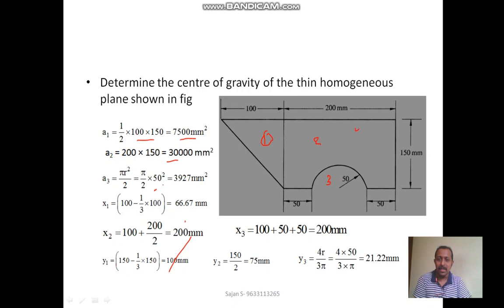pi r square by 2, right? The semicircular area is pi r square by 2. So we got 3927 mm². Next we need x1, x2 and x3.